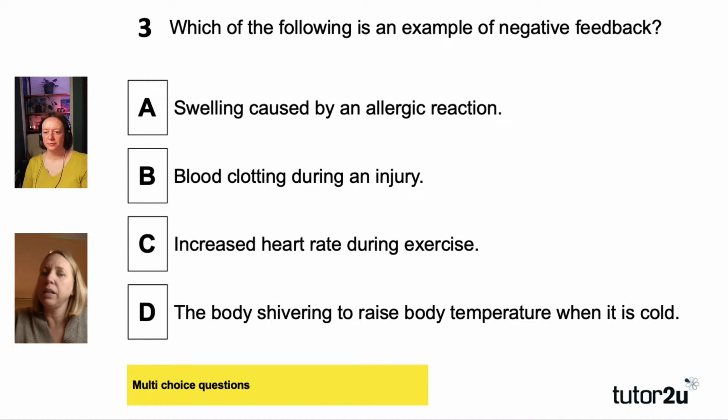Number 3. Which of the following is an example of negative feedback then? Could that be swelling caused by an allergic reaction, blood clotting during injury, increased heart rate during exercise, or the body shivering to raise body temperature when it's cold? Which of those feels like an example of negative feedback? And if we think about our Unit 3 specification, remember we talked at the beginning, what did we say? Temperature regulation, blood glucose regulation, fluid balance, and heart rate regulation.